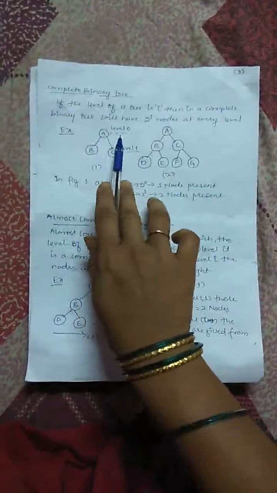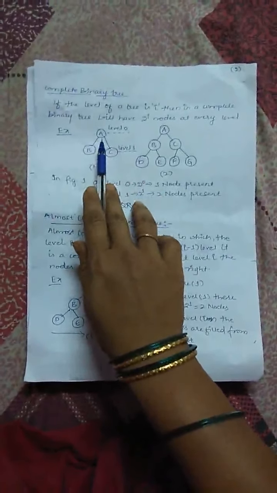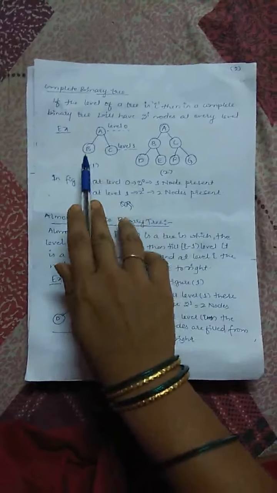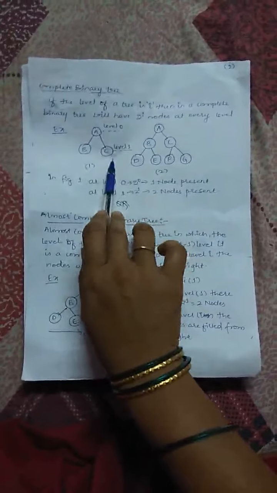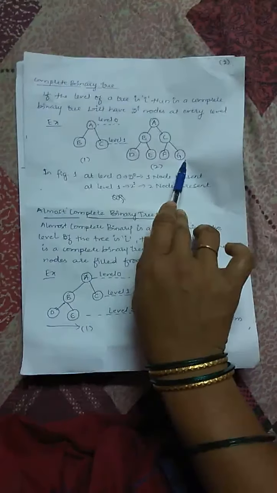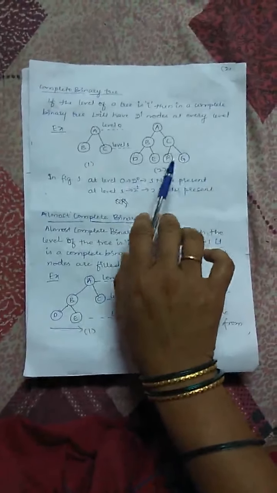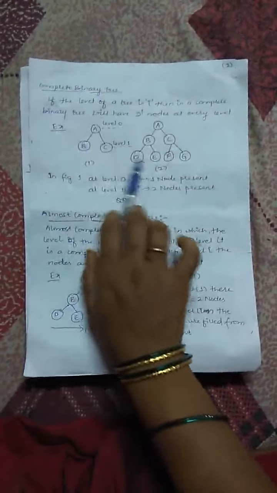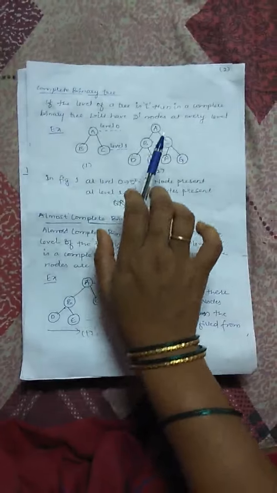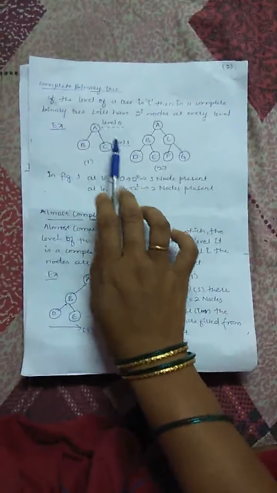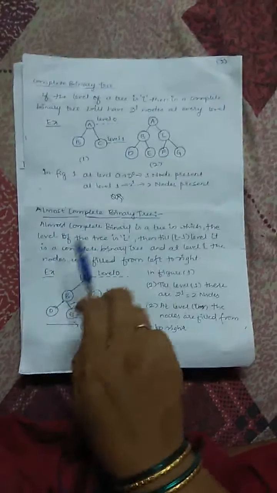Now see, 0th level, 2 raised to 0 means 1. So is 1 node there? Yes. Next, level number 1, 2 raised to 1 is 2. So are 2 nodes there? Yes. Level number 2, 2 raised to 2 is 4. Are 4 nodes there? Yes, 4 nodes are there. That is why these two are complete binary trees. What is the condition you have to satisfy here? In a complete binary tree, at each level I there should be 2 raised to I nodes. So this is a complete binary tree.